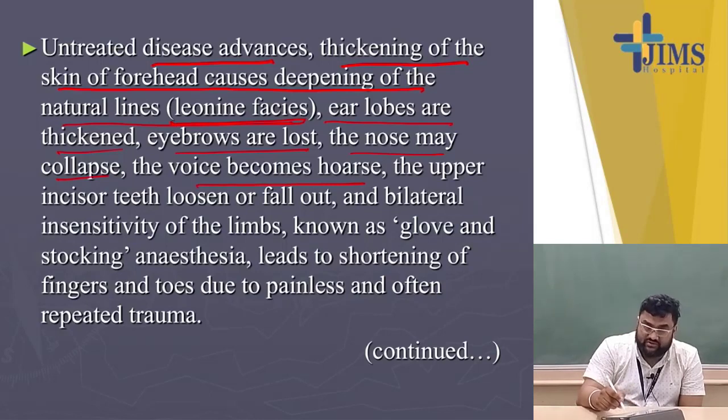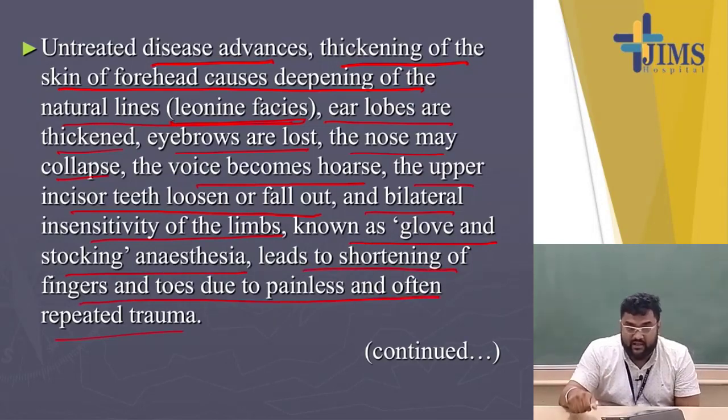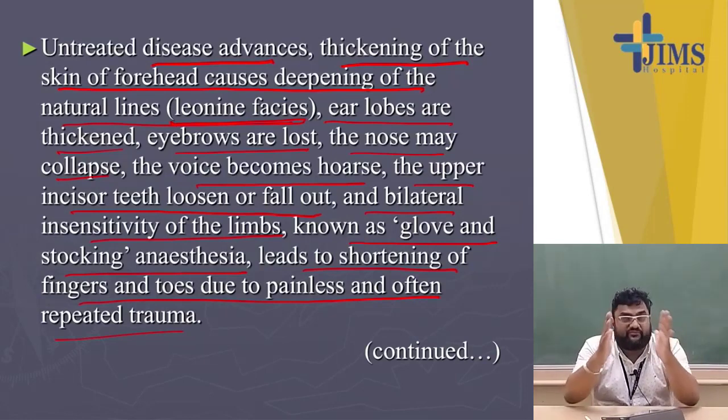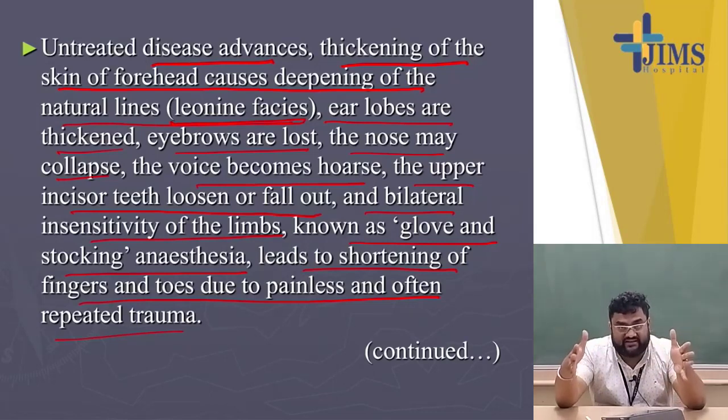voice becomes hoarse, the upper incisor teeth loosen and fall off, and bilateral insensitivity of the limbs, known as glove and stocking anesthesia, is there and leads to shortening of the fingers and toes due to painless and often repeated trauma. Now, what happens? Mainly the hands and feet are involved, the anesthetic areas. So, we have the glove and stocking anesthesia.